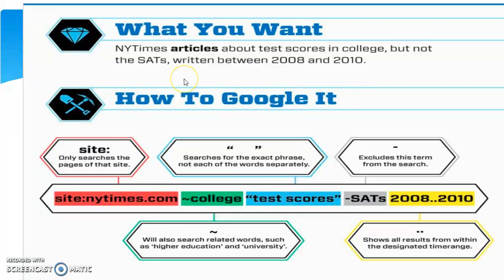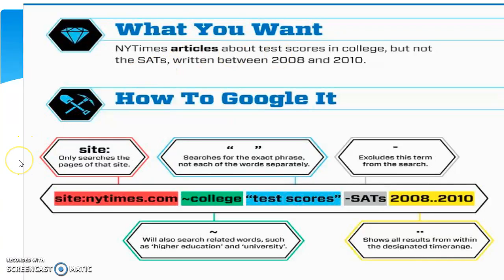And this is an extreme example, but I still want to show you guys. This is an example that shows if you're searching for, let's just say, New York Times articles about test scores in college, but not the SATs, written between 2008 and 2010. Now, I can use limiters to get this. Typically, you are not going to use every single operator that we have here, but it's something I just want to show as an example.